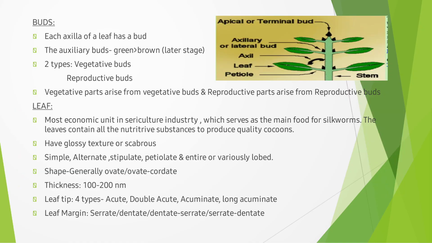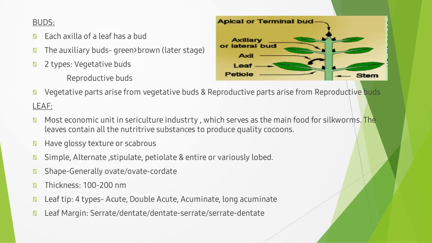Next are the buds. Each axilla of a leaf has a bud. The axillary buds are green in color, which turn brown at a later stage. These buds are of two types, namely vegetative and reproductive buds. Mainly, the vegetative parts arise from the vegetative buds, and the reproductive parts arise from reproductive buds.